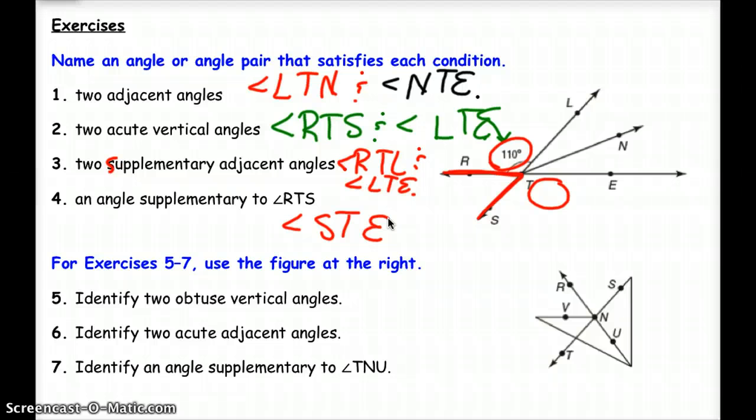Let's look at exercises 5 through 7. It says use the figure at the right. So I've got to identify number 5, identify 2 obtuse vertical angles. All right, so first I've got to find an obtuse angle, and then I also have to find lines that are intersecting that create an obtuse angle. So I'm looking here, I see these lines are intersecting. This looks like an obtuse angle to me, so I'm going to write that angle down, angle RNT, and then I need the one across from it, SNU.